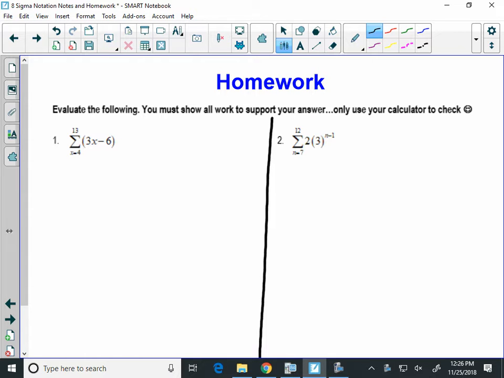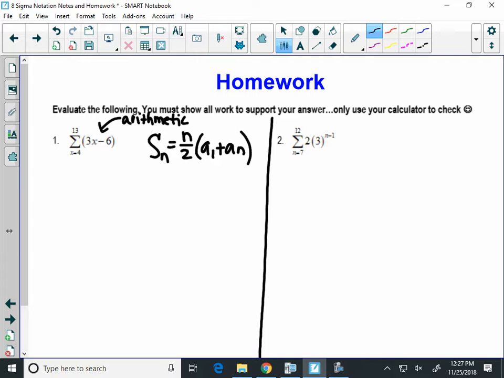I have the sequence 3x minus 6. It says find the sum from terms 4 to 13. First thing you need to notice is that this is arithmetic. You can get that based on the sequence formula that's in the sum. So you're going to end up ultimately using this sum formula.